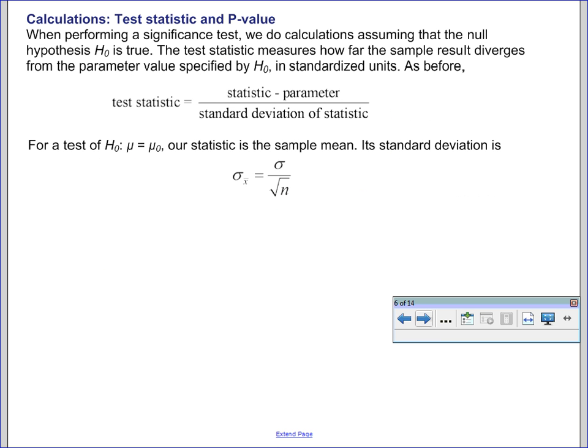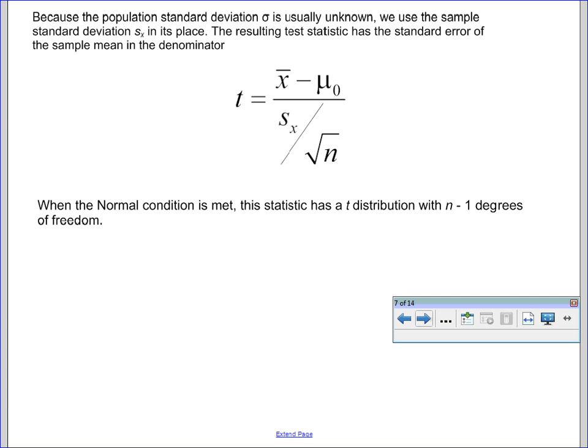So once again, this is what I said earlier: the standard deviation of the sampling distribution uses sigma, and we don't have that, so we have to use a t-distribution. And the t-distribution will have n minus 1 degrees of freedom. So in our example, we're going to be using t11.